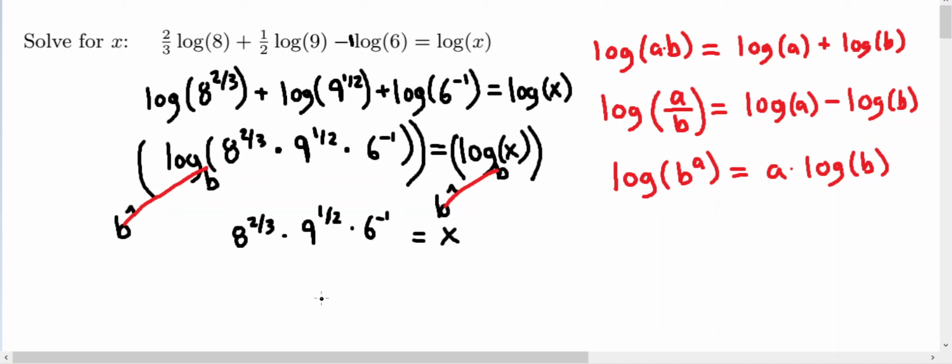And now we can just use some algebra to simplify some of these. So let's take this 6 to the minus 1 and put it in the denominator. So it'll look like 8 to the 2/3 times 9 to the 1/2 all over 6 to the positive 1, but we don't need to write the 1 anymore, equals x.